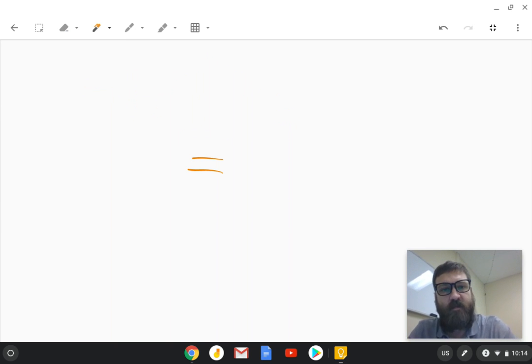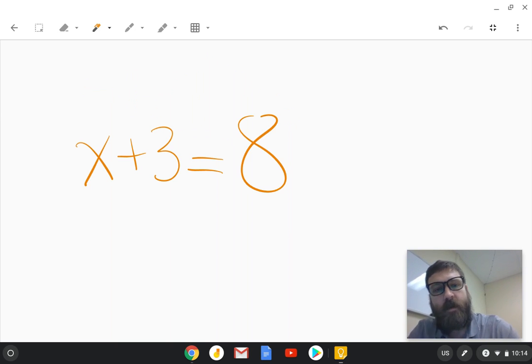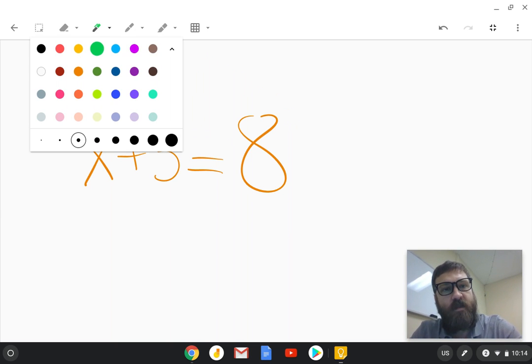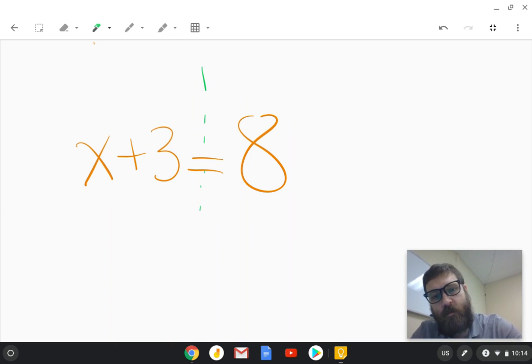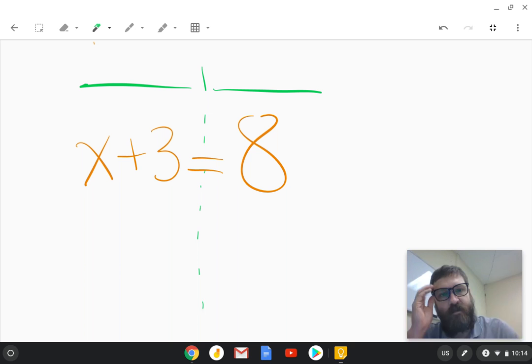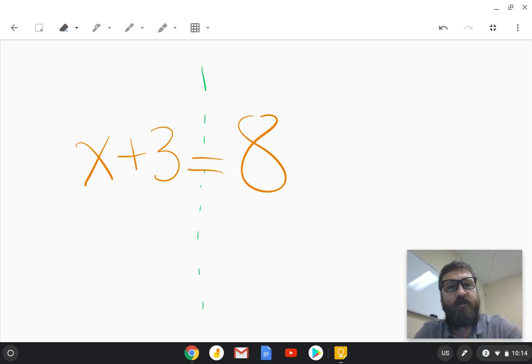So for instance, just as a basic example, if I say that x plus 3 equals 8, I'm saying that everything over here is the same as everything over here. There is a balance between the two sides of the equation. Let me erase that. So the reason I drew this dashed line is because this is how you need to think about it.